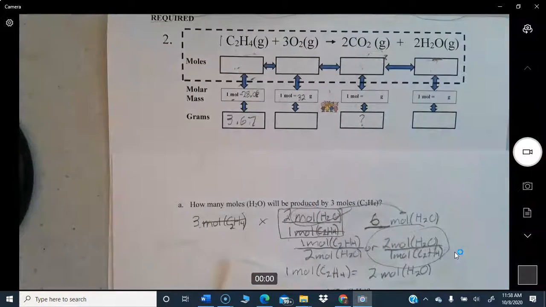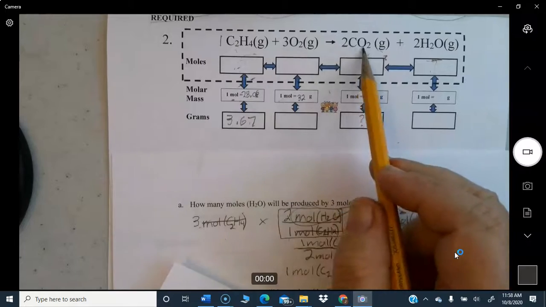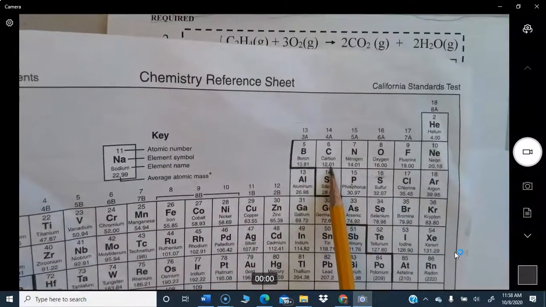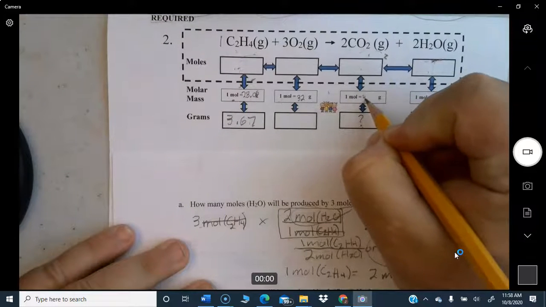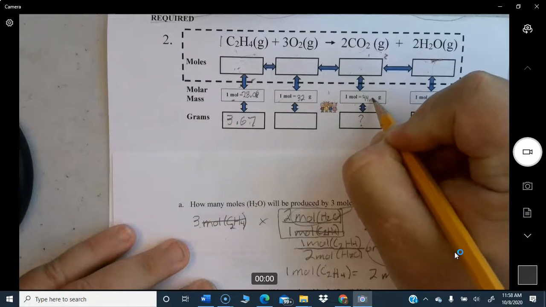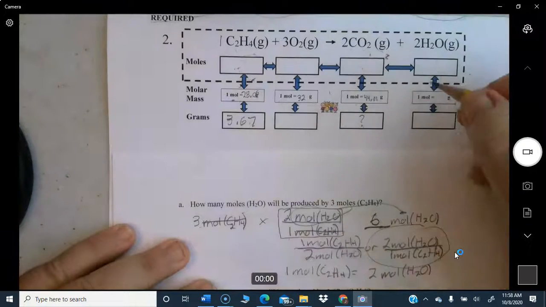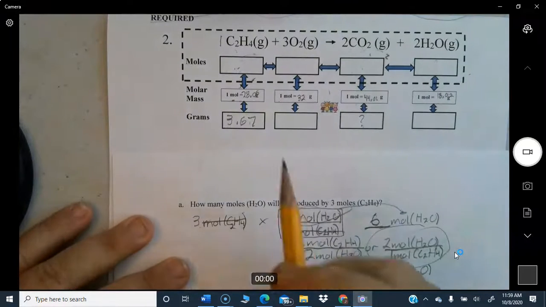CO2 we've done a few times before. O2 is 2 times 16, just like this, that's 32. Then you add 12.01 for carbon, and that gives you 44.01. And finally, H2O, you might have memorized by now, it's 18.02, 2 hydrogens and 1 oxygen. Alright, so let's go ahead.